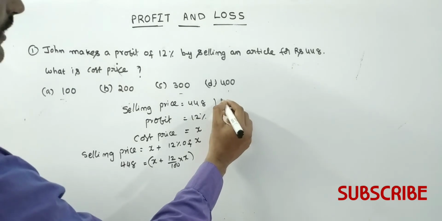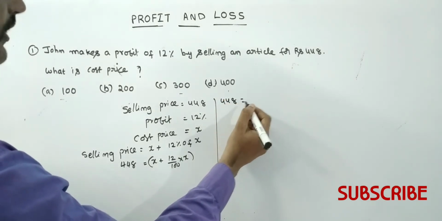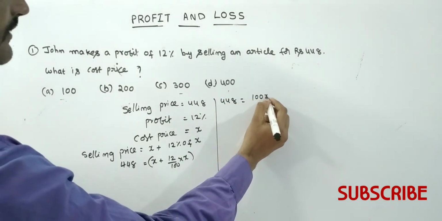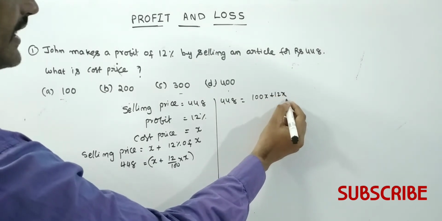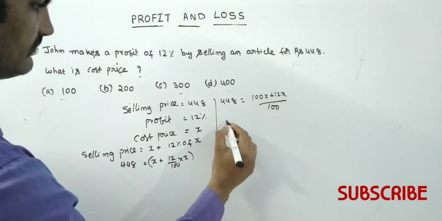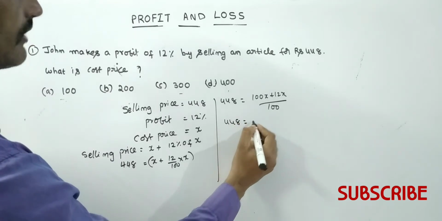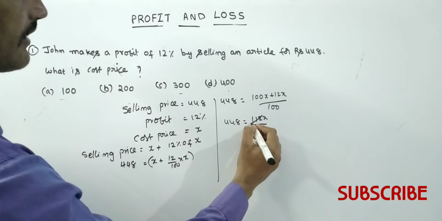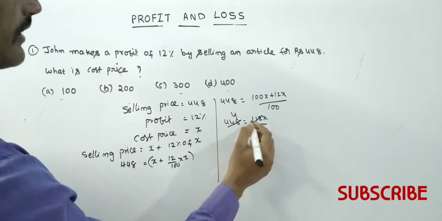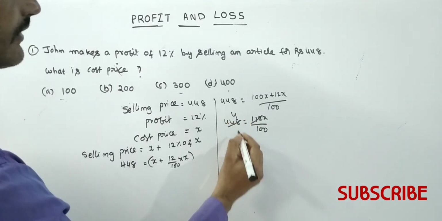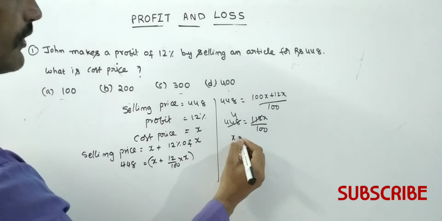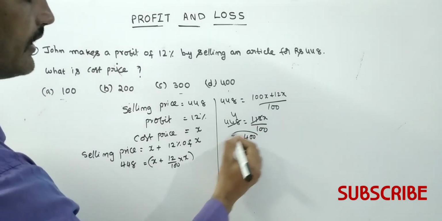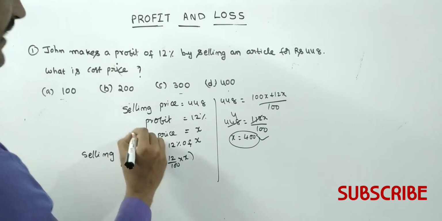You calculate it. 448 equals 100x plus 12x by 100. See friends, 448 equals 112x by 100. Then x equals 448 times 100 divided by 112, which is 400. What is x? Cost price.